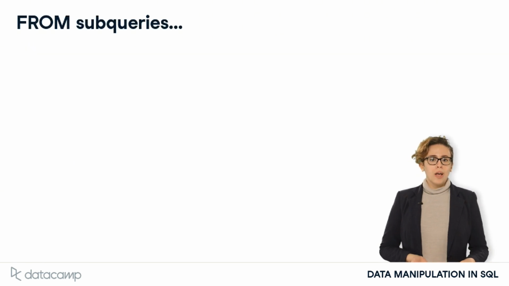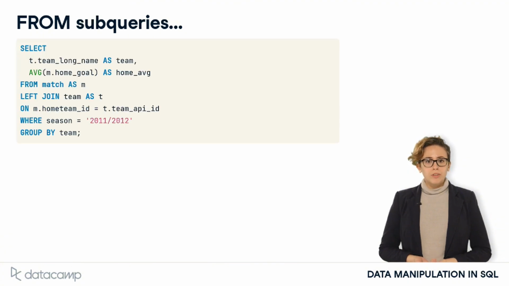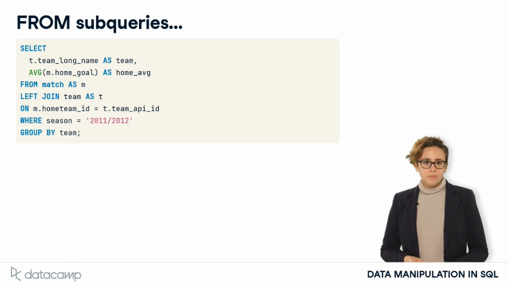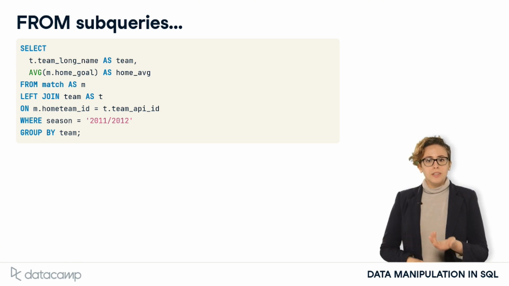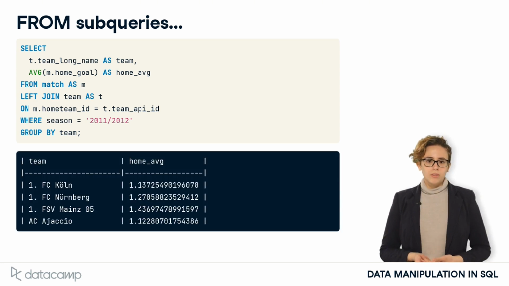Let's examine the home goal average for every team in the database. First, you will create the query that will become your subquery. This query here selects the team's long name from the team table and the average of home goal column from the match table. The team table is left joined onto the match table using home team ID, which will give you the identity of the home team. The query is then filtered by season and grouped by team. The results look like this: an average value calculated for each team in the table.